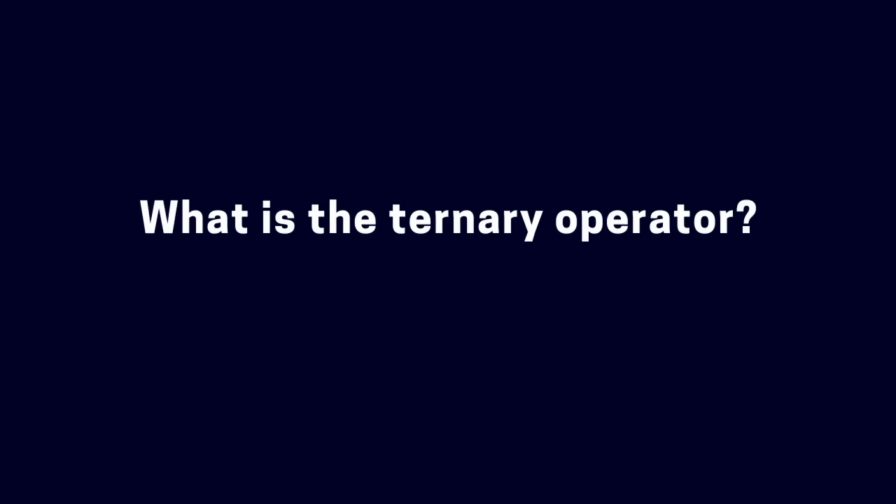The ternary operator is a way to conditionally assign a value to a variable. You would use a conditional expression followed by a question mark. If that conditional expression is evaluated to truthy, then you'll use the value that follows just after the question mark. Otherwise, you'll use the value following the colon, which is specified at the end.